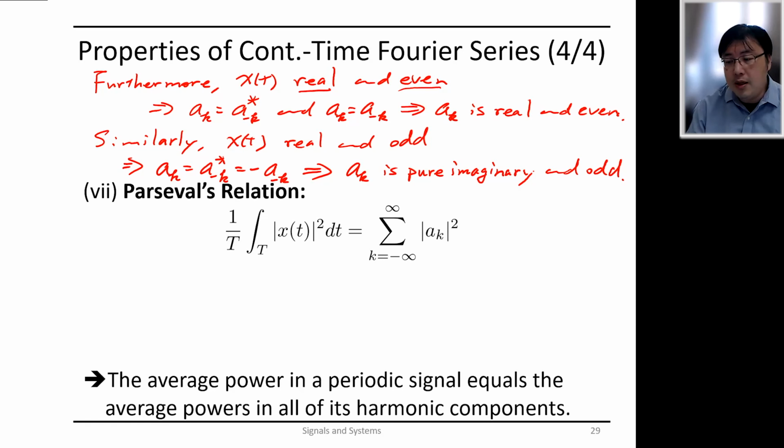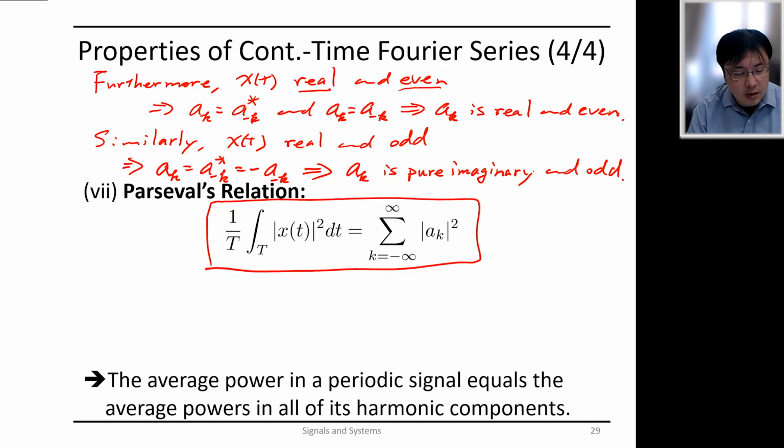So the last property I want to talk about here is Parseval's relation. Parseval's relation is given by this equality here. Now on the left-hand side, what we have is 1 over T, the integral of x of t absolute squared dt over 1 period. So what you're looking at here can be viewed as the average power of the signal over 1 period.